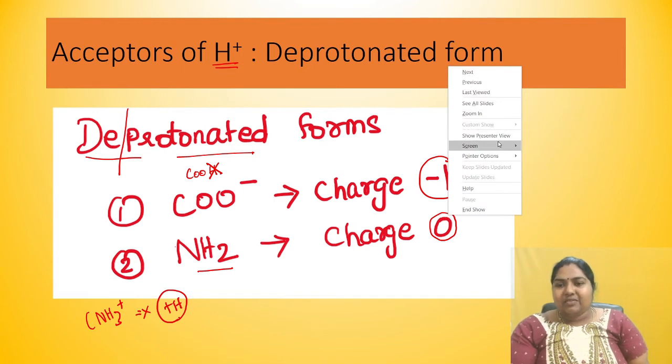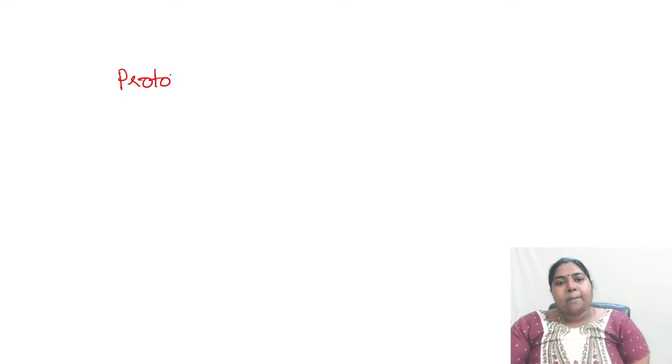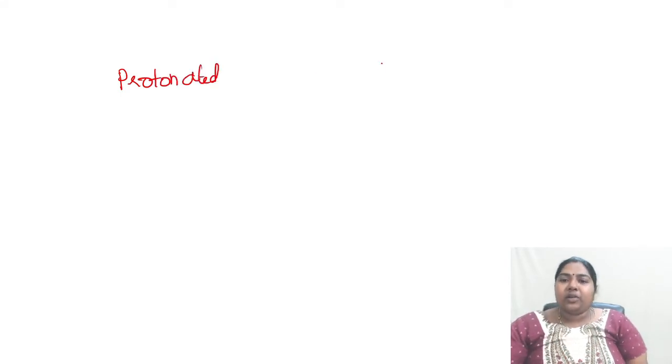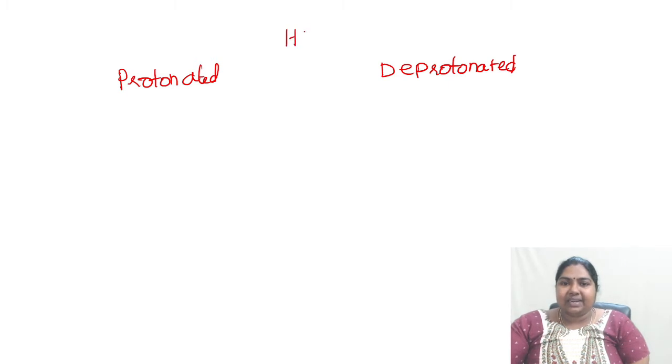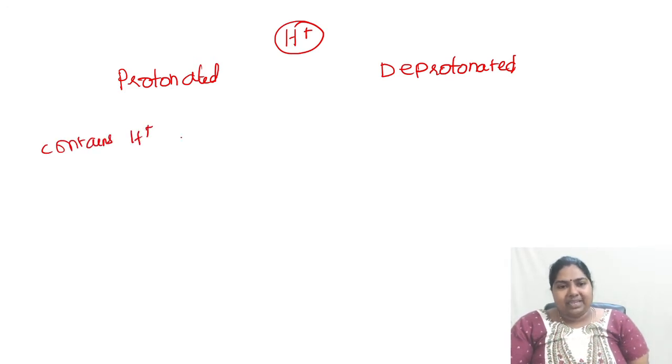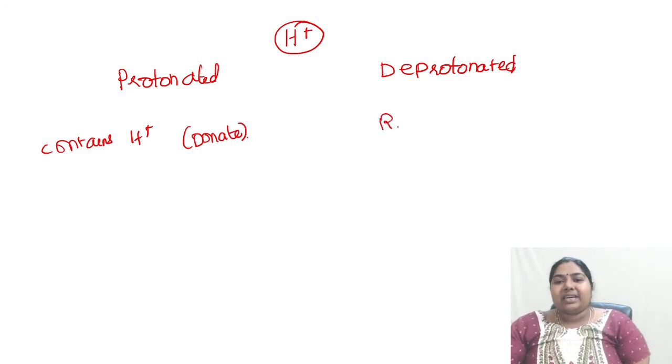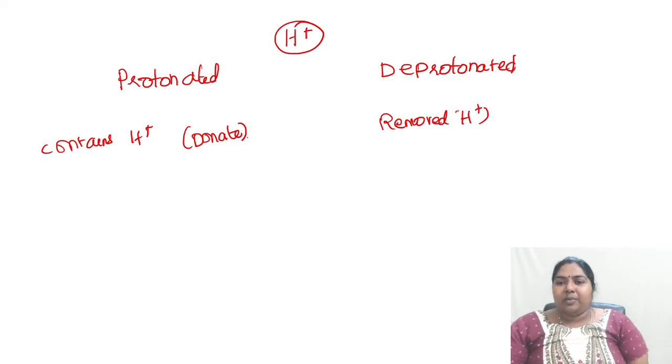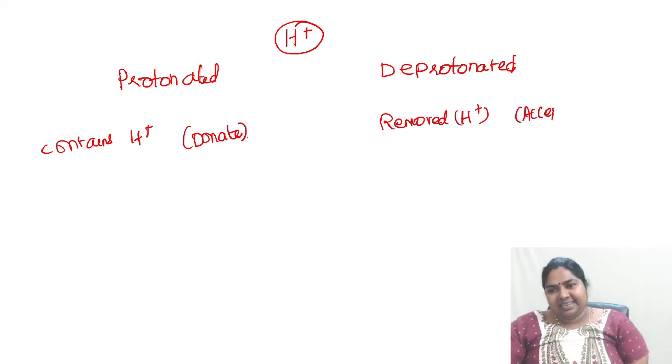So two things we have read so far. Number 1 is the protonated form, and number 2 is the deprotonated form. Protonation is with reference to H plus. Protonated means it contains H plus, so it is able to give. When you have it, you can give. Here the H plus is already removed, so these forms are waiting for acceptance.